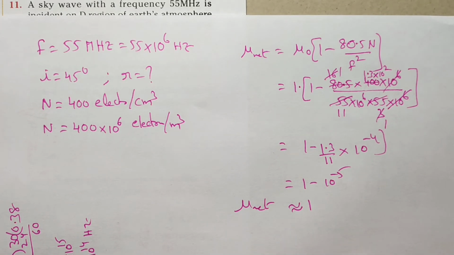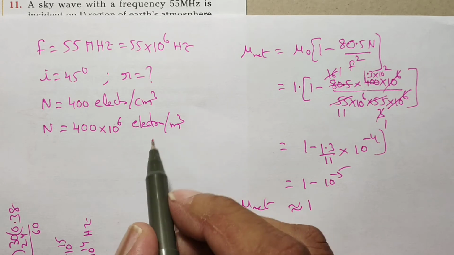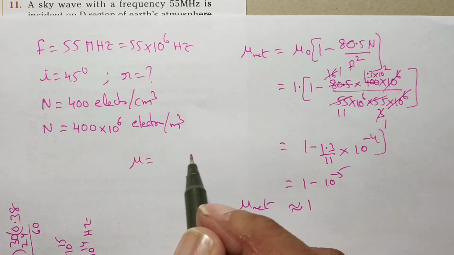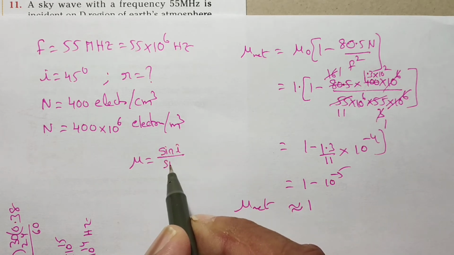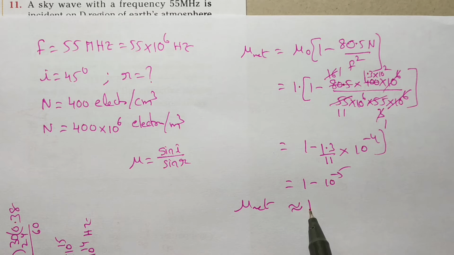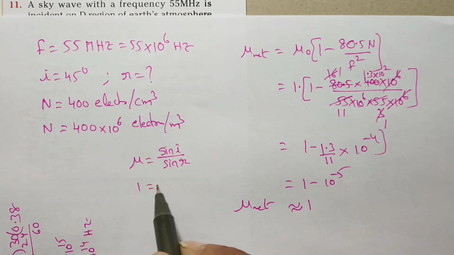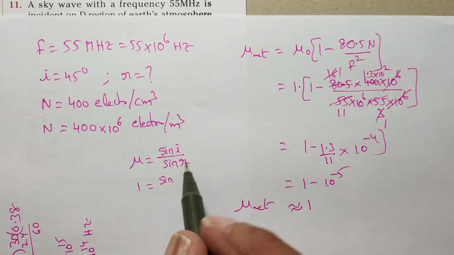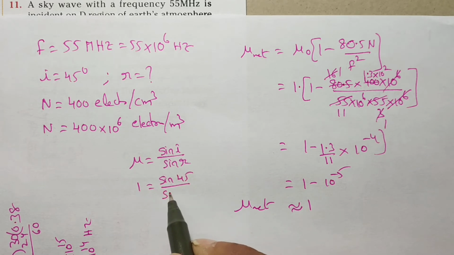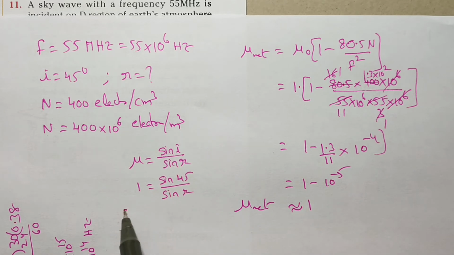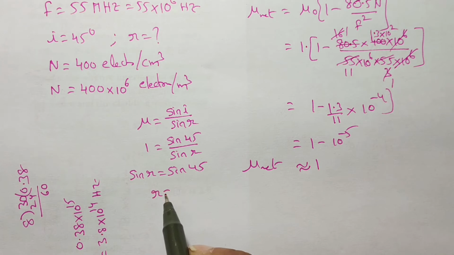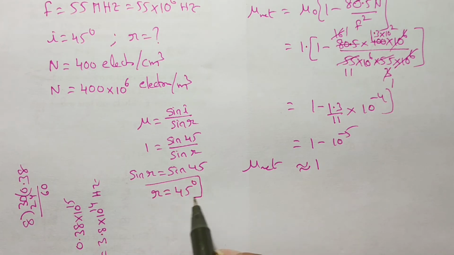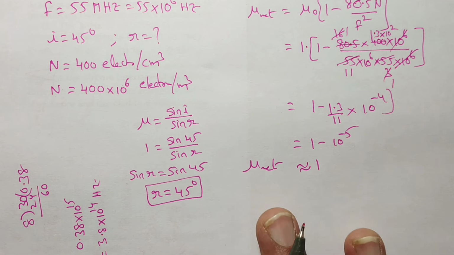And from ray optics we know that mu is equal to sin i divided by sin r. Here we get mu equal to 1, so 1 is equal to sin i, which they give as 45, divided by sin r. From here sin r is equal to sin 45. We get r equal to how much? 45 degrees. r is equal to 45 degrees.